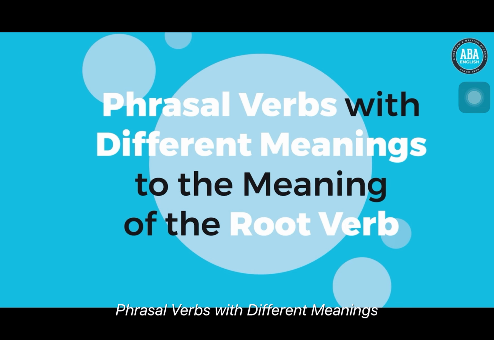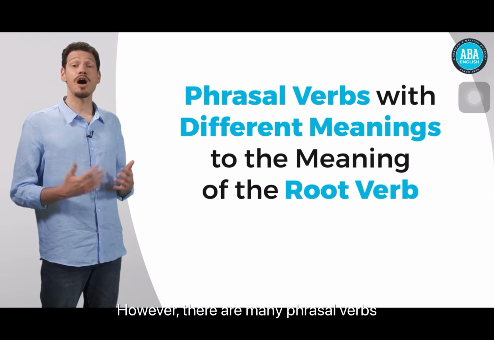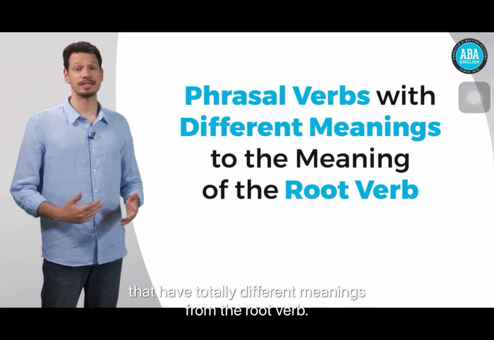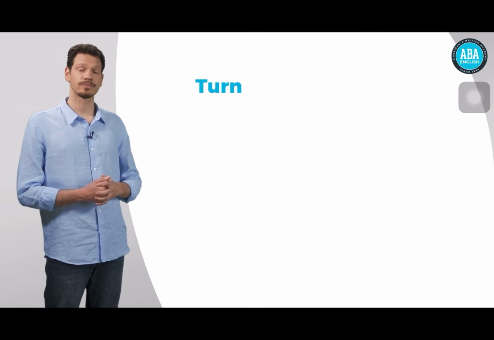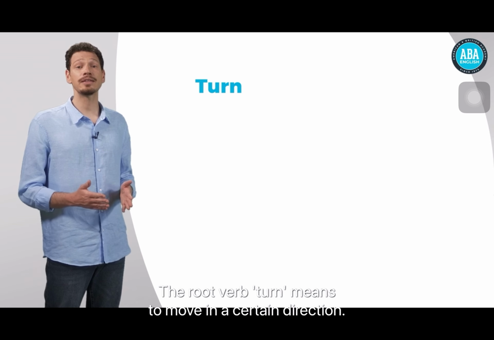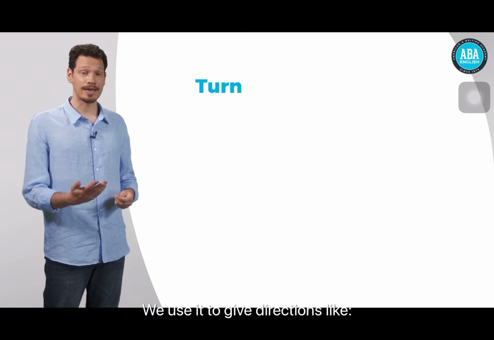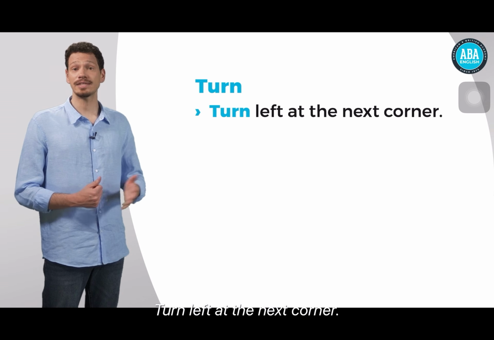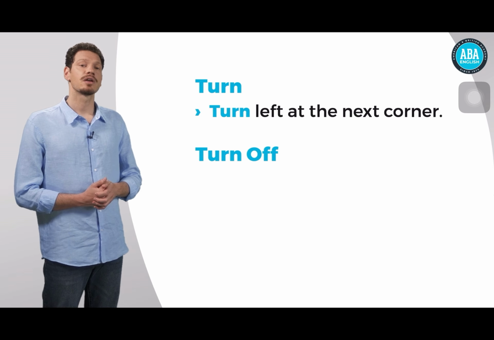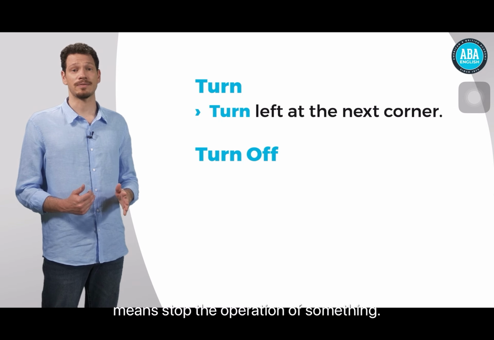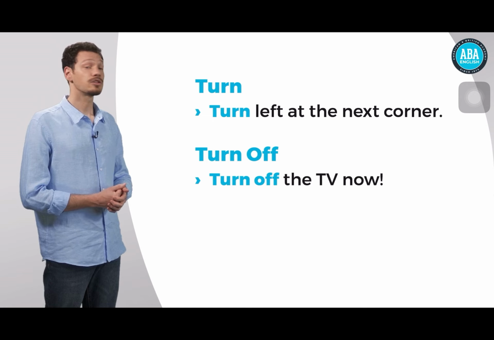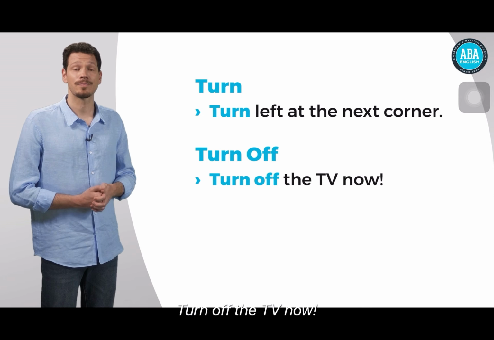Phrasal verbs with different meanings to the meaning of the root verb. However, there are many phrasal verbs that have totally different meanings from the root verb. Let's see a phrasal verb with turn. The root verb turn means to move in a certain direction. We use it to give directions like turn left at the next corner. The phrasal verb turn off means stop the operation of something. For example, turn off the TV now.